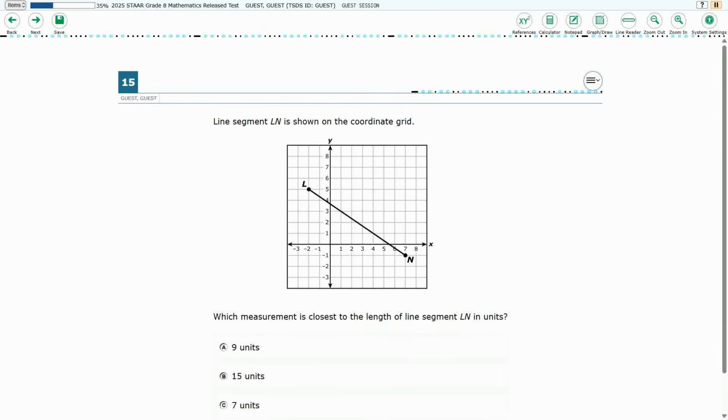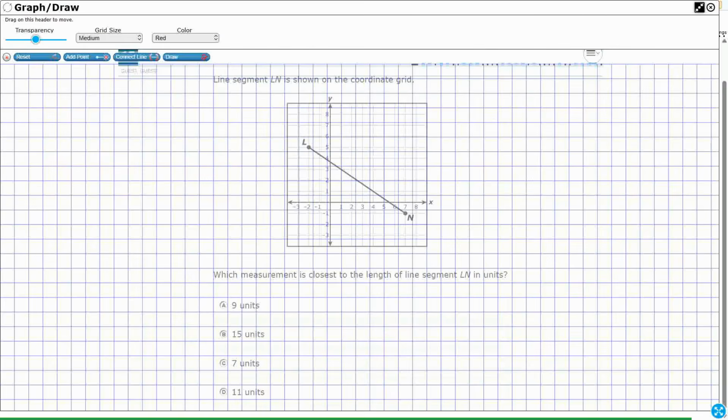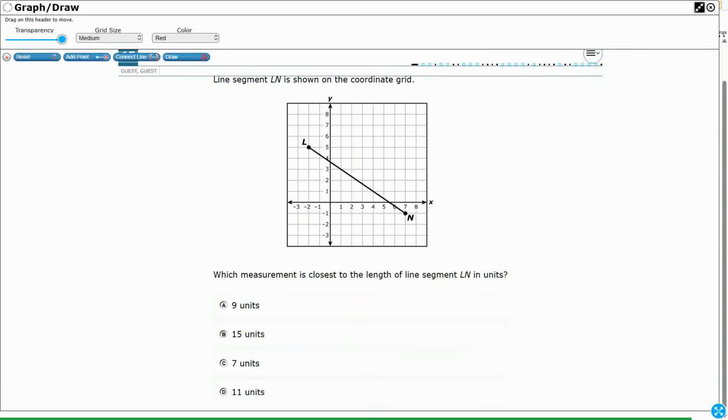For number 15, we are looking at the Pythagorean theorem on the coordinate plane. This is 8.7d. We've got this line segment, and we need to find the measurement closest to its length. Now, this is a diagonal, and what we should not do is try to just estimate and say, oh, that's about 1, 2, 3, 4, and so on, because you can't get accurate measurements that way, and you're just guesstimating. Then you get sections like this, and are you going to count that as 1? Are you going to count that as 2? That's not how any of that works.